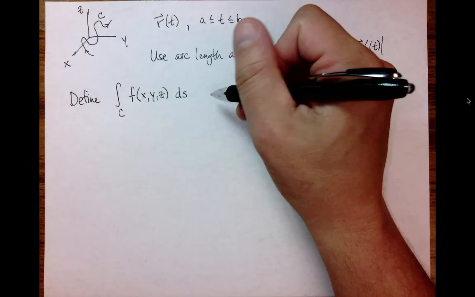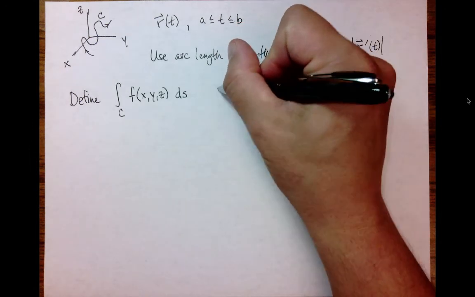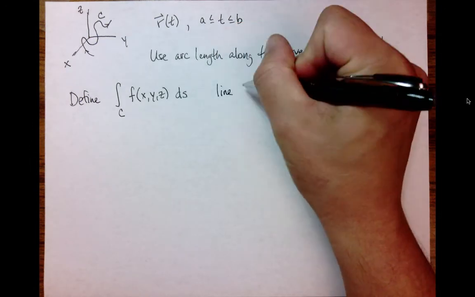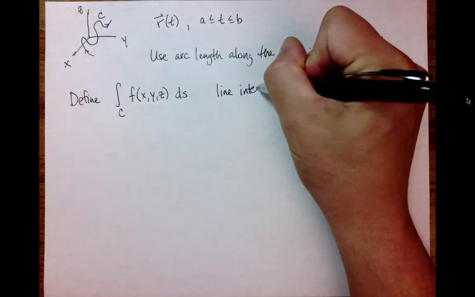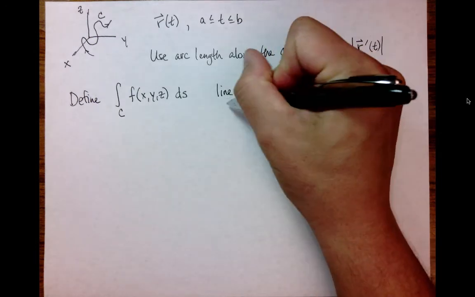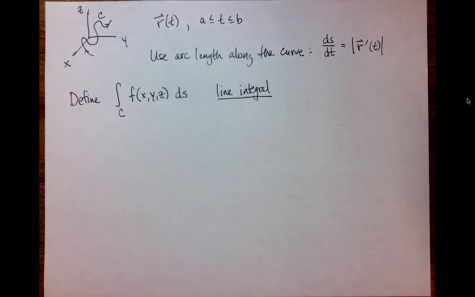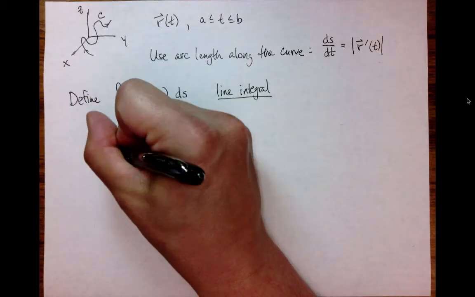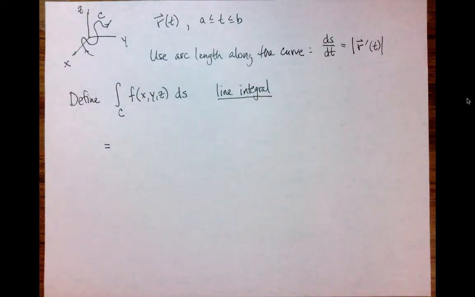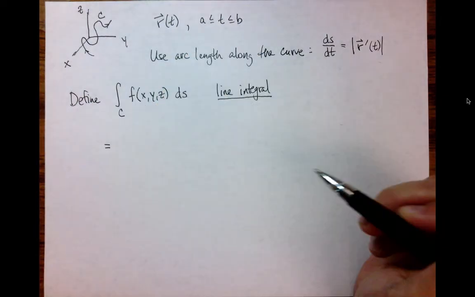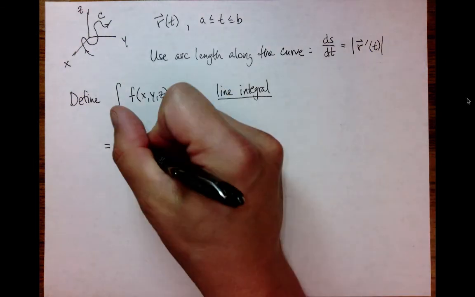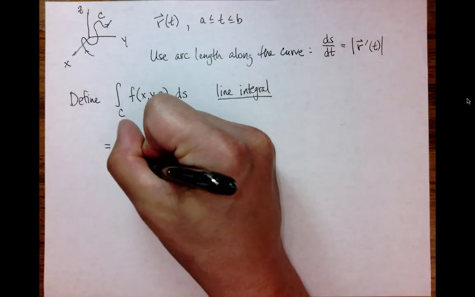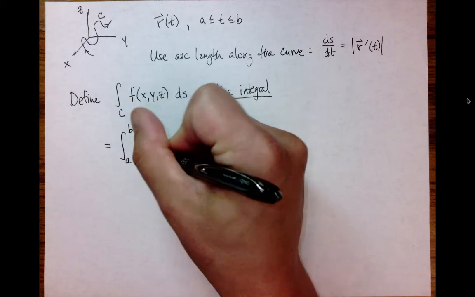And we call this, unfortunately in my opinion, a line integral. The better name for it is a path integral, and you do see that, but people say line integral quite a bit, even though the curve doesn't have to be a line. So anyhow, the way to calculate one of these line integrals is to integrate as a function of t.